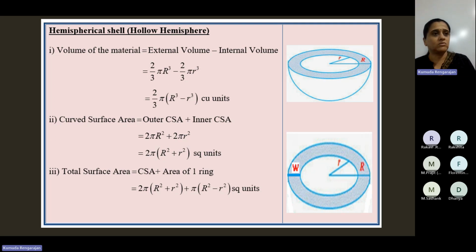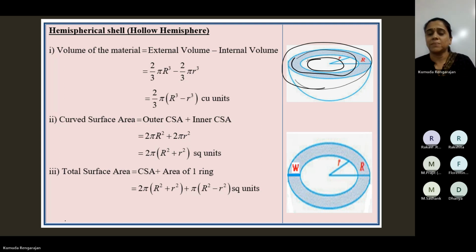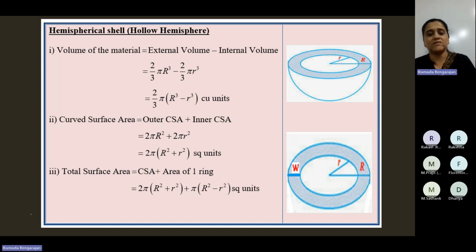The surfaces in that coconut will be the white inner CSA, then the outside brown outer CSA. Then on the top here, you'll see that ring on the top. Can you visualize that? So the area will be the sum of these three areas.